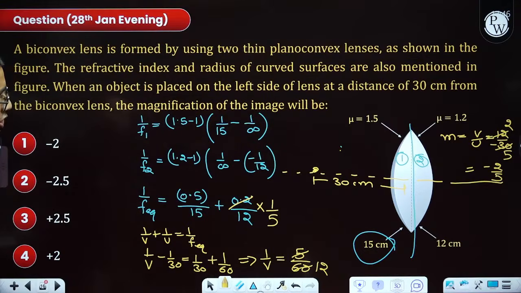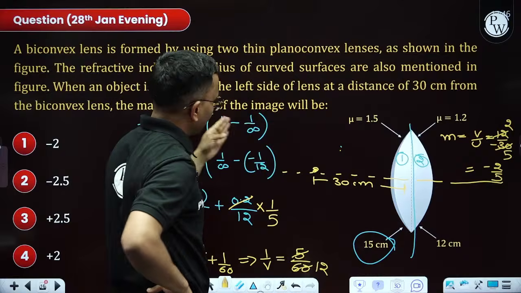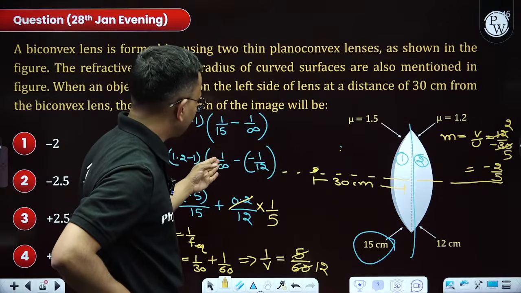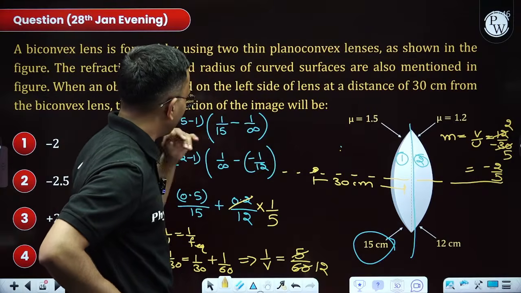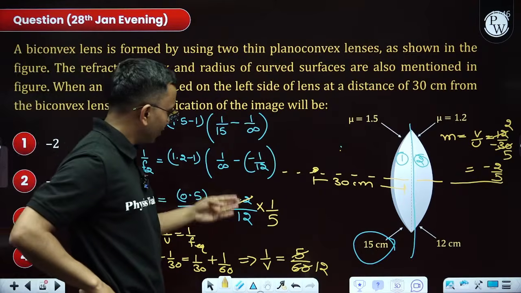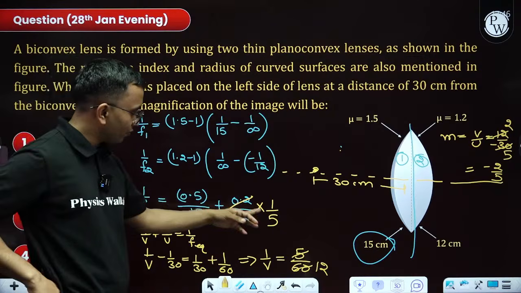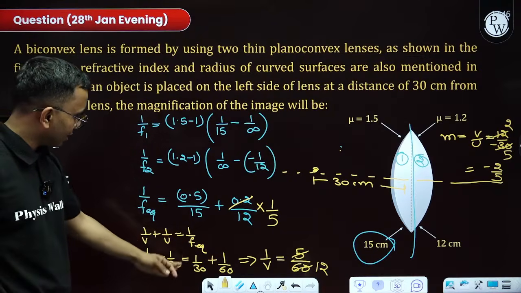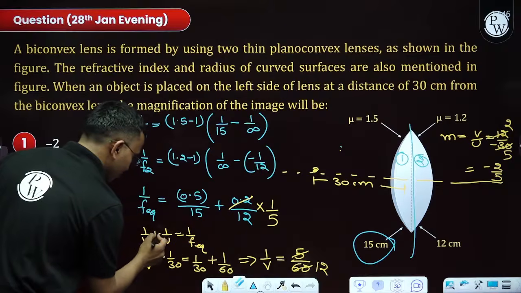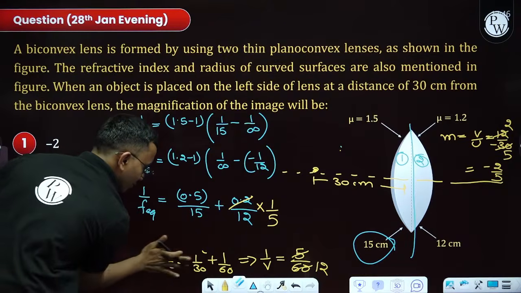Still the answer is not matching. Minus of 2 it should be. Where did I make some calculation mistake? 1.5 minus 1, 1 by 15, yes. 1.2 minus 1, yes, into 1 by 12, that is right. So 0.5 divided by 15, 0.2 divided by 12, yes. 0.2 I wrote 1 by 5, this is 1 by 60 and this is 1 by 30. Oh sorry, sign mistake. Let me write it again.